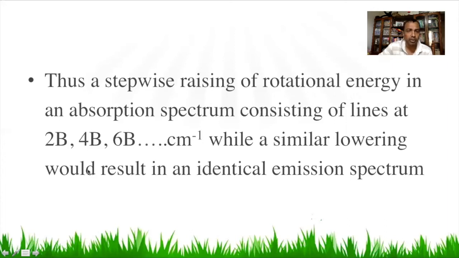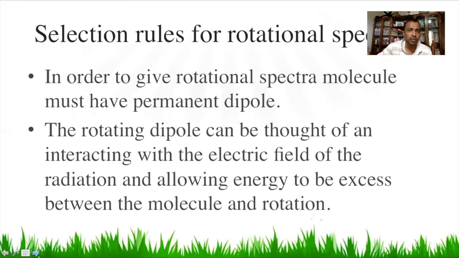So let's finish it. For a stepwise raising of rotational energy, an absorption spectrum consists of lines at 2B, 4B, 6B centimeter inverse, while a similar lowering would result in an identical emission spectrum. Now let's come to another point, that is the selection rule for rotational spectrum.